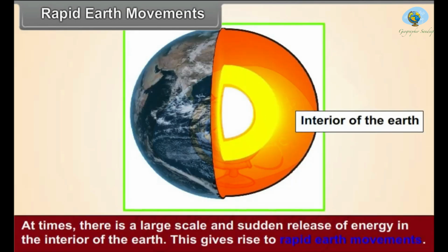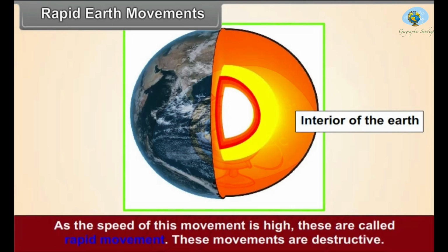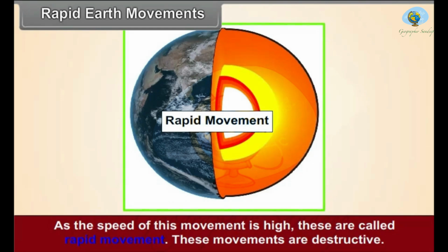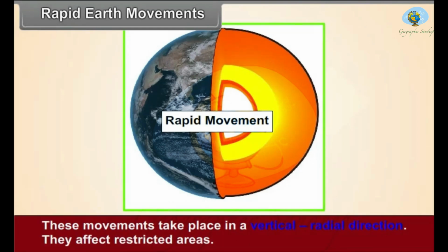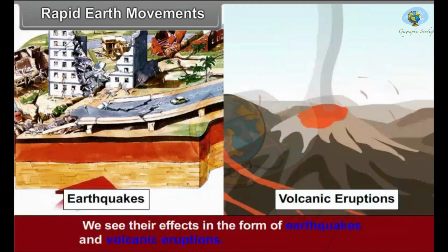Rapid Earth movements. At times, there is a large scale and sudden release of energy in the interior of the Earth. This gives rise to rapid Earth movements. As the speed of these movements is high, these are called rapid movements. These movements are destructive. These movements take place in a vertical radial direction. They affect restricted areas. We see their effects in the form of earthquakes and volcanic eruptions.